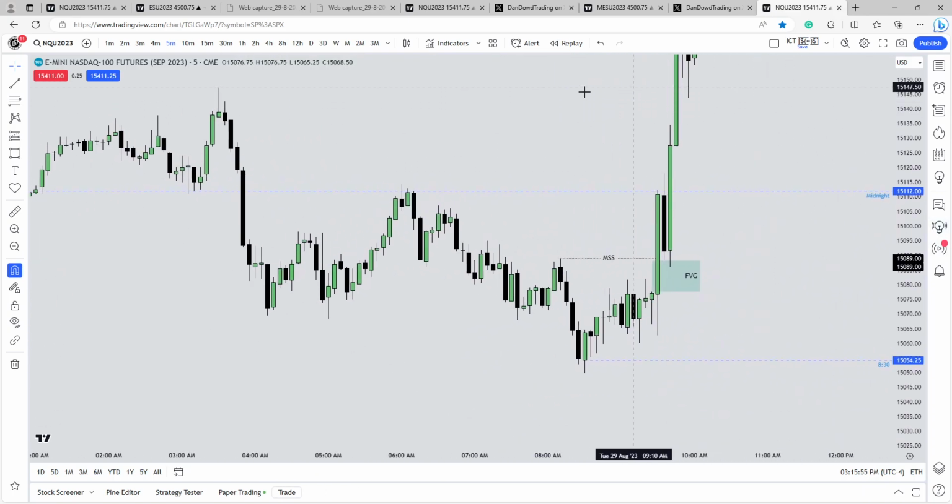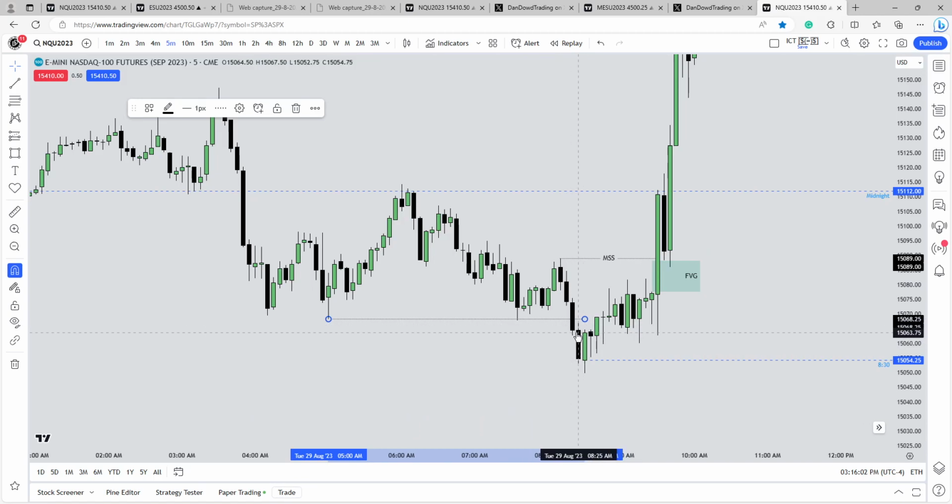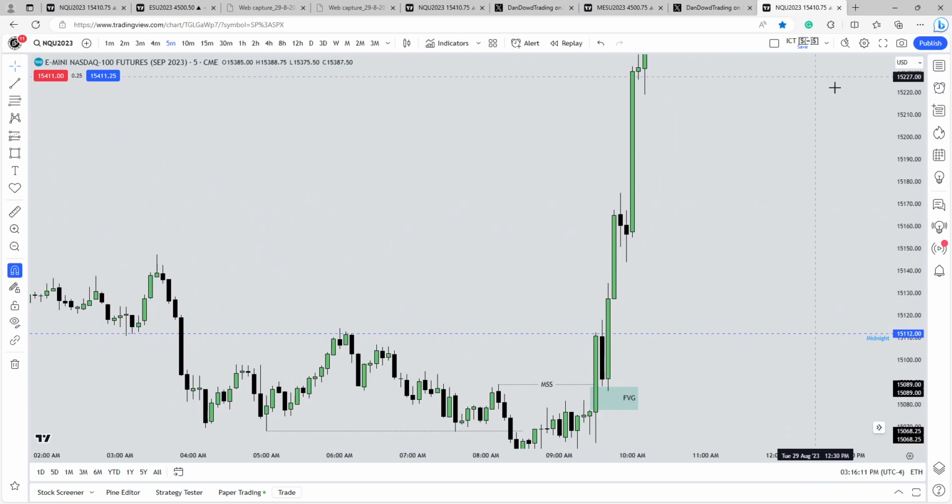As you can see for this example, price was beneath midnight. We have a liquidity grab by price taking out this old low. It takes out sell side liquidity, market structure shift, and it also has a fair value gap. This was the long entry, stop loss beneath this low right here, and then price just displaces higher the rest of the day.